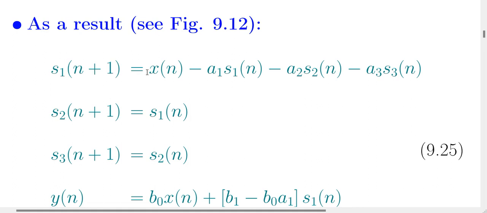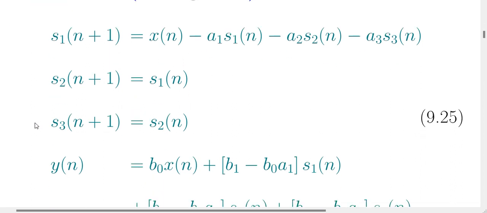S1[n+1] is equal to x[n] minus A1 S1[n] minus A2 S2[n] minus A3 S3[n]. S2[n+1] is equal to S1[n]. S3[n+1] is equal to S2[n]. Here you see the regulation.